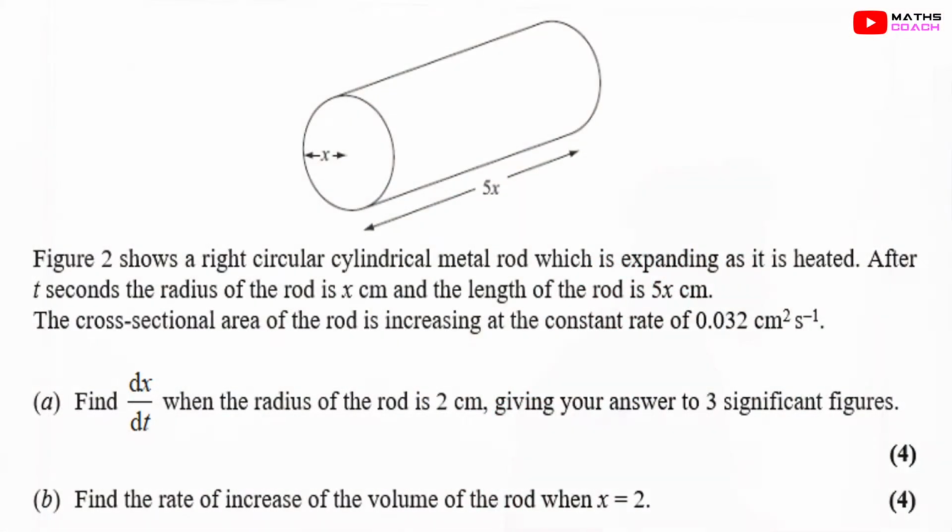So figure 2 shows a right circular cylindrical metal rod, which is expanded as it is heated. After t seconds, the radius of the rod is x centimeters and the length of the rod is 5x centimeters. The cross-sectional area of the rod is increasing at a constant rate of 0.032 centimeters squared per second. Part A: find dx over dt when the radius of the rod is 2 centimeters, giving your answer to 3 significant figures. And part B: find the rate of increase of the volume of the rod when x is equal to 2.